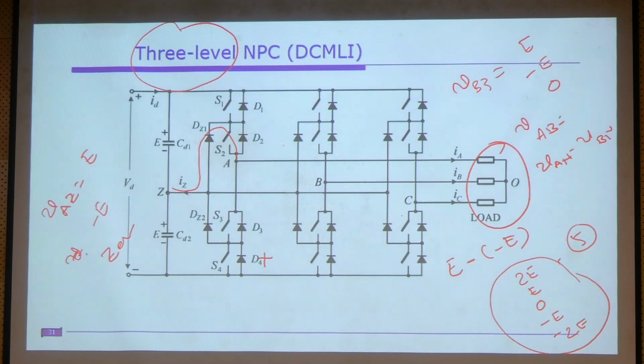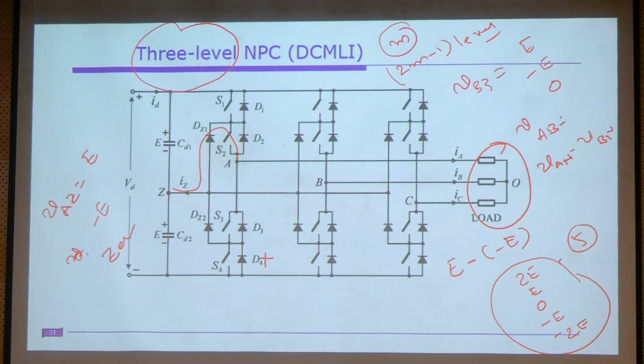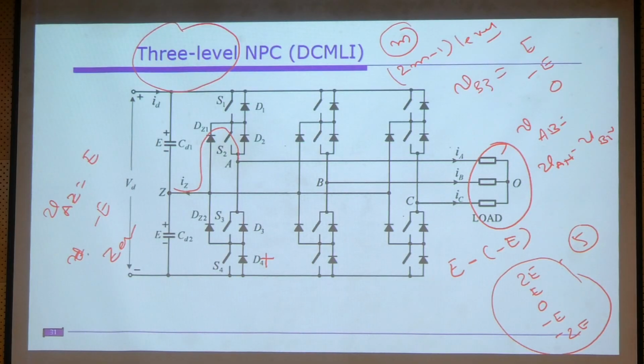If it is an M-level inverter, you will get a maximum of 2M minus 1 levels. That is the maximum, not compulsory. So you get a maximum of 2M minus 1 levels in the line voltage. And another thing, as we discussed, when you talk about the number of levels, it is always the phase voltage levels. This is how a simple 3-level inverter will work. This is how a simple 2-level will work.